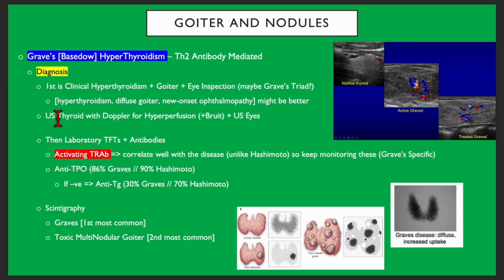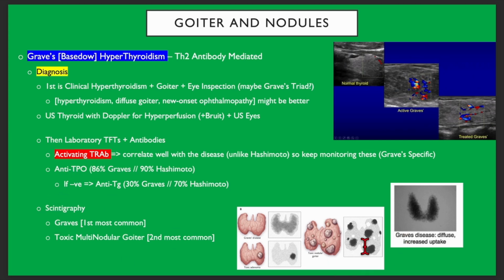Then go on, do your ultrasound of the thyroid with a Doppler to see the vascularity. Here the bruit, do ultrasound of the eyes if you want to see the extent of the orbitopathy. Do your laboratories, find this activating antibody which is specific to Graves. You can do some other antibodies as well, but they're confusing with Hashimoto. Hashimoto has more than the Graves, but focus on the activating thyroid receptor antibody, the TSH receptor antibody.